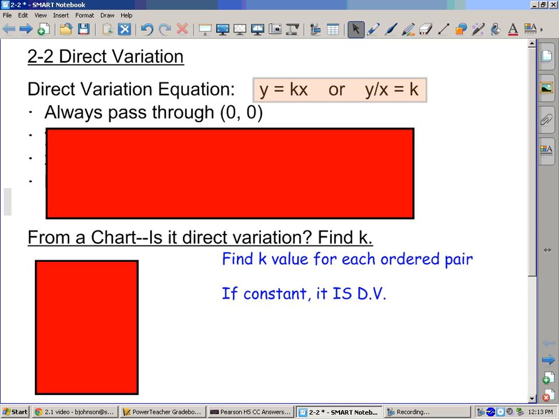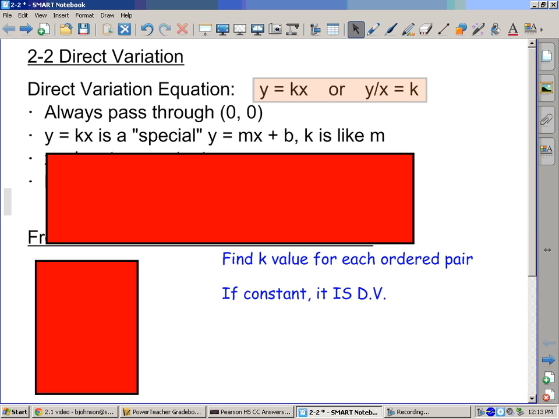All right, some of the things you have to know about direct variation. It always passes through 0, 0. When you draw the graph, 0, 0 is going to be one of your points. Also, you can think of y equals kx as a special form of y equals mx plus b. The k is a lot like the m.